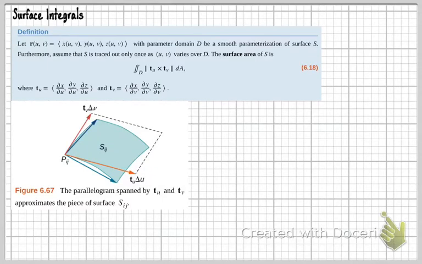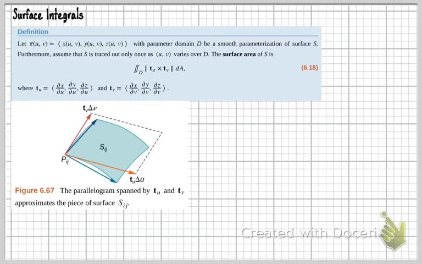Now we're going to get into the purpose of the r(u,v) that we created in the last video. So r(u,v) equals x(u,v), y(u,v), z(u,v) with parameter domain D, a smooth parameterization of surface S. Furthermore, assume that S is traced out only once as (u,v) varies over D. The surface area of S is this double integral of the magnitude of T_u cross T_v dA, where T_u is dx/du, dy/du, dz/du as a vector, and T_v is dx/dv, dy/dv, and dz/dv.